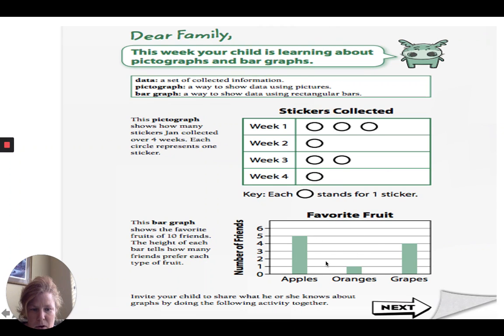This is your bar graph, and this is a picture graph, but they use circles. You can use circles. They could have actually used little stickers too. When we did graphs, I gave you lots of pictures and lots of manipulatives to use. This pictograph shows how many stickers Jan collected over 4 weeks. Each circle represents 1 sticker. So in week 1, there was 3 stickers. Week 2, they had 1 sticker. Week 3, 2 stickers. Week 4, 1 sticker.